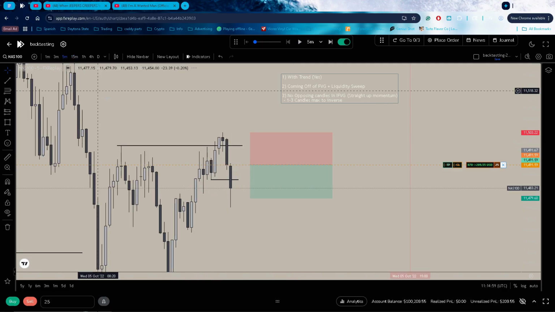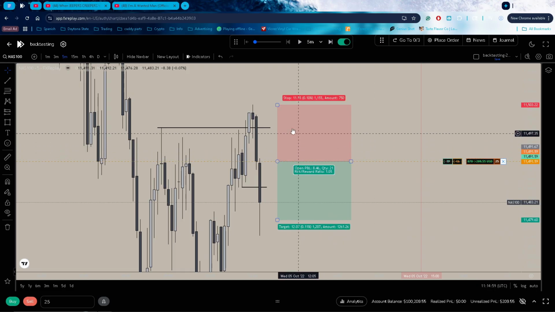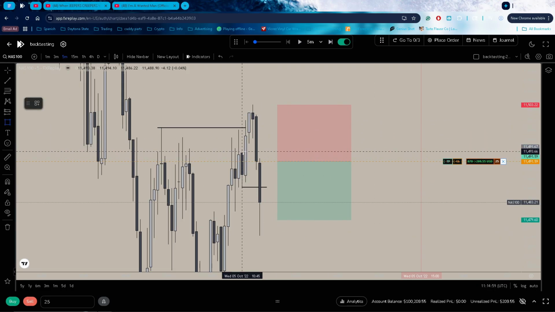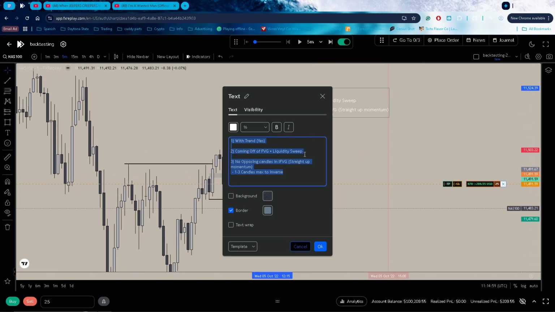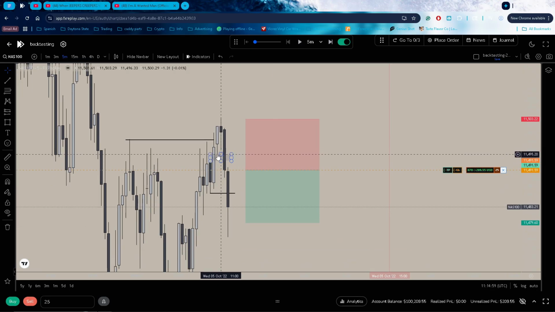We did invoice this 15-minute, but we were still holding the 5-minute. And then we swept liquidity. As you can see right here, we invoiced this fair value gap. So we came off a fair value gap and liquidity. And then we invoiced this fair value gap within 2 candles of it being created.